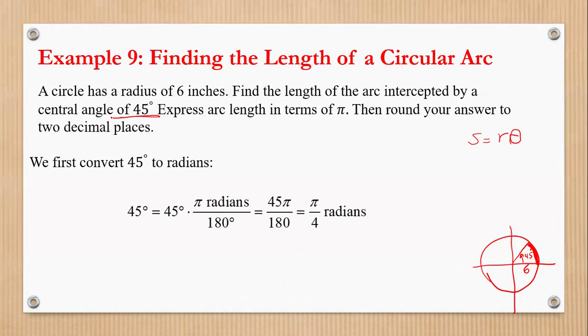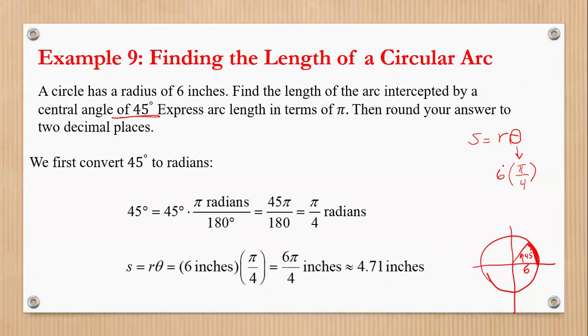Now it's ready to replace for theta. So for theta, you replace pi over 4. For r, which is the radius of the circle, you replace 6. And the answer is 6 pi over 4, which is 4.71 inches. So as you see in this example, it says express the arc length in terms of pi, which is that part, and then round your answer to 2 decimal places. So you need to use the calculator with the pi key and find the answer in 2 decimal places.